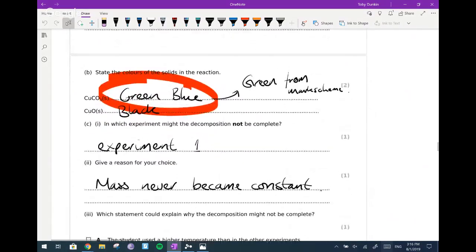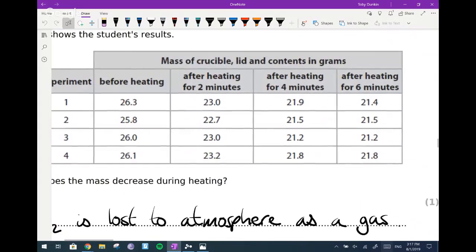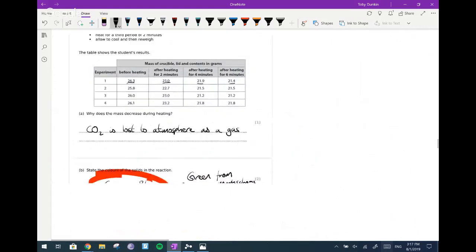Which experiment might not have completed the heating? Which one did not? Number 26 is decreasing. It's still decreasing. It hasn't finished. Number 1 was definitely not.